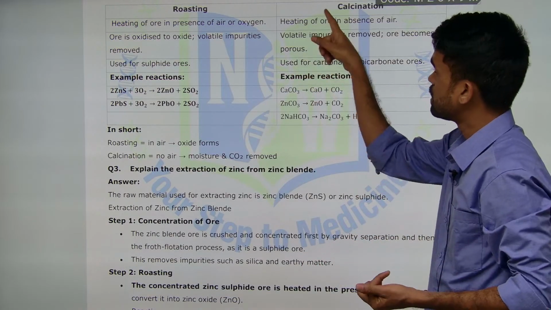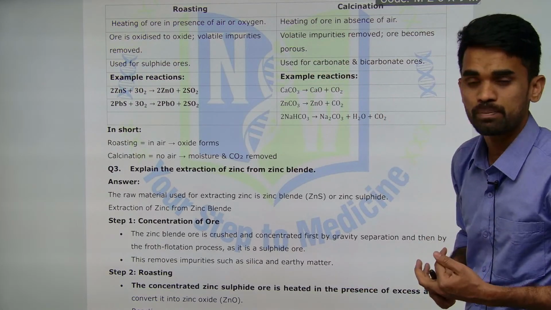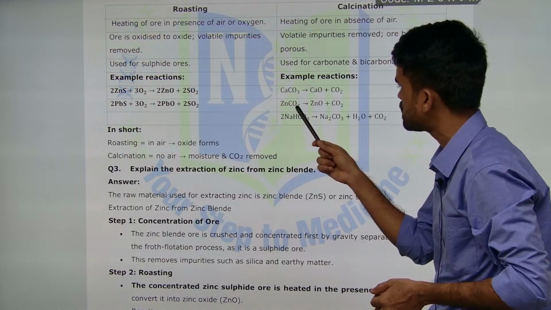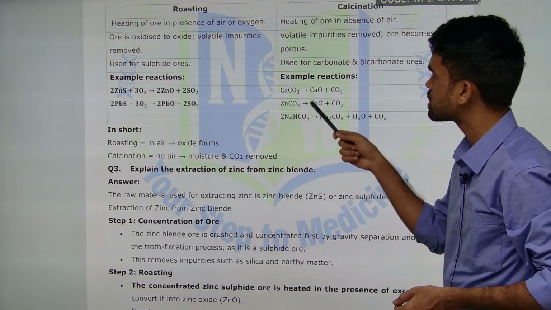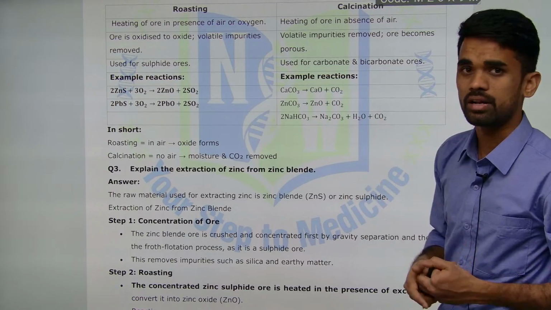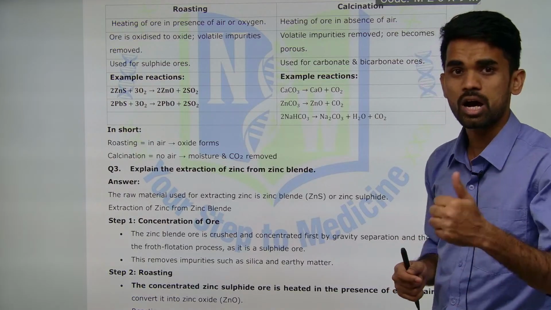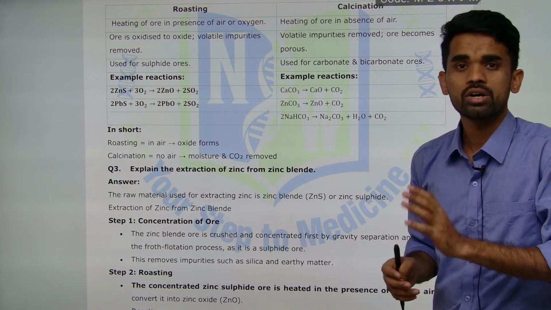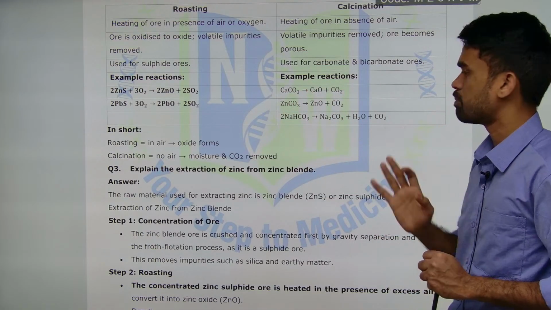Now see here, this calcination is particularly used for carbonate and bicarbonate ores. For example, zinc carbonate and calcium carbonate. Upon heating, CO2 gas comes out and the respective oxides are formed. So remember, calcination is frequently used for carbonate ores and bicarbonate ores, because upon heating in absence of air, these carbonates and bicarbonates decompose to the respective oxide plus carbon dioxide. Calcium carbonate gives calcium oxide plus carbon dioxide, like that.